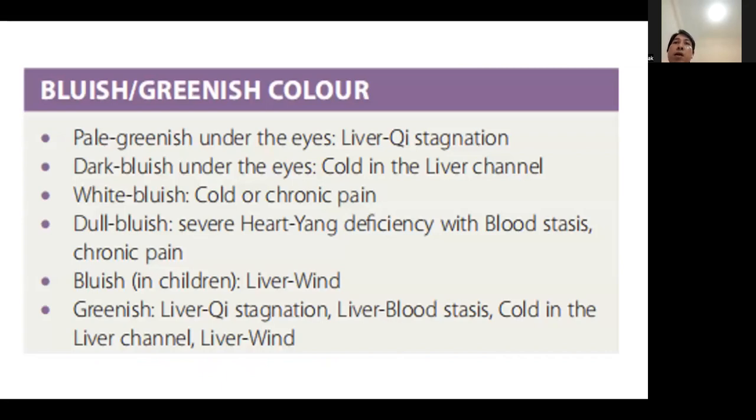In bluish-greenish color, pale greenish under the eyes is liver qi stagnation. Dark bluish under the eyes is cold in the liver channel. White bluish is cold or chronic pain. Dull bluish is severe heart-yang deficiency with blood stasis and chronic pain. Bluish in children is liver wind. Greenish is liver qi stagnation, liver blood stasis, cold in the liver channel, and liver wind.